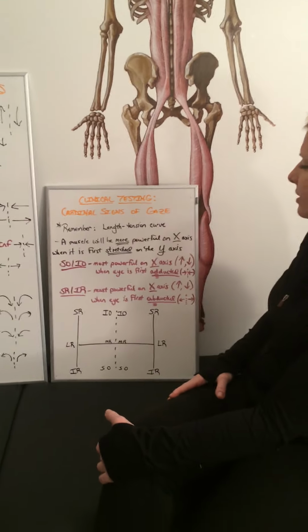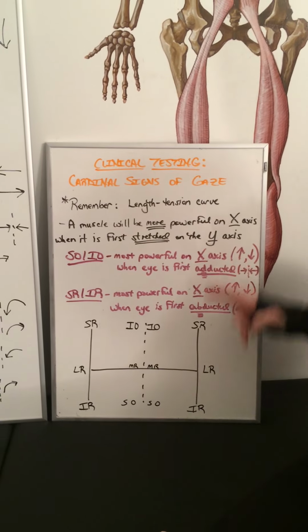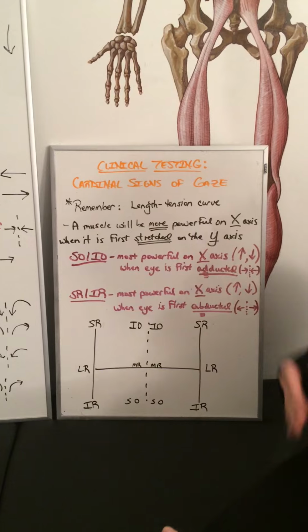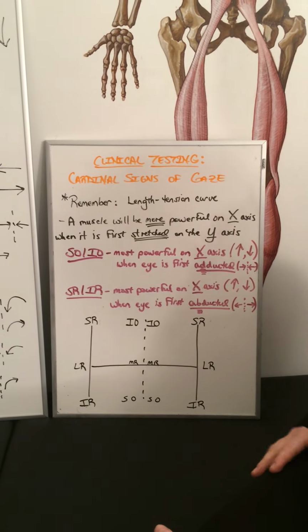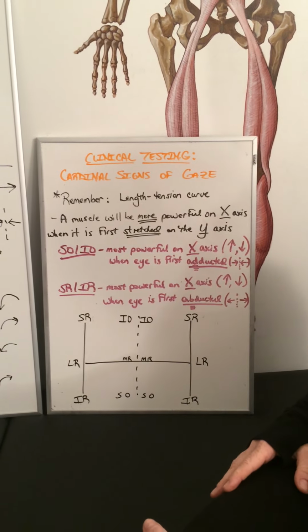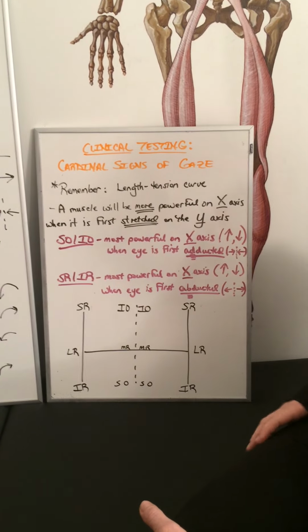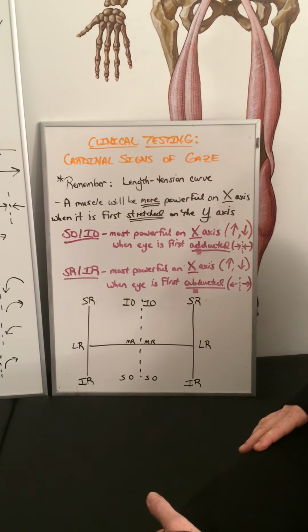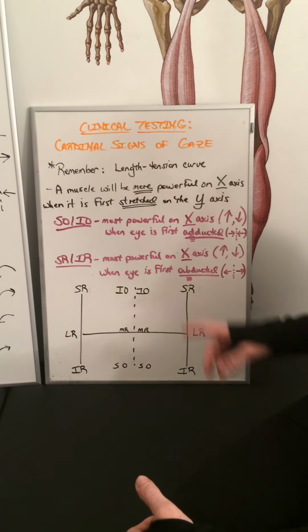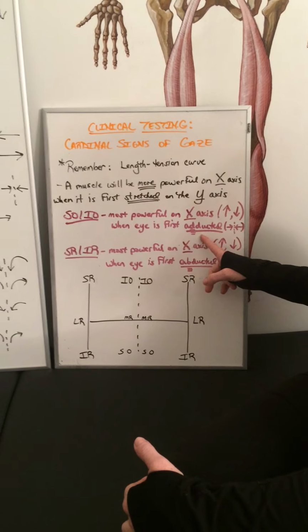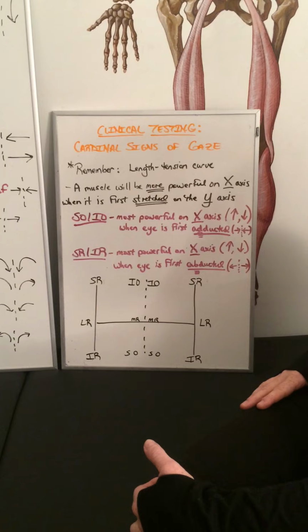So let's cover what happens. A muscle is more powerful on the x-axis, which is this axis, if it's first stretched on the y-axis, which is this axis. So the superior oblique and inferior oblique are most powerful on the x-axis for elevation and depression when the eye is first adducted. This is because they're abductors. So if the eye is adducted, that means they're stretched in that plane, stretching them back like a rubber band, so that the most powerful muscle is then on the x-axis.